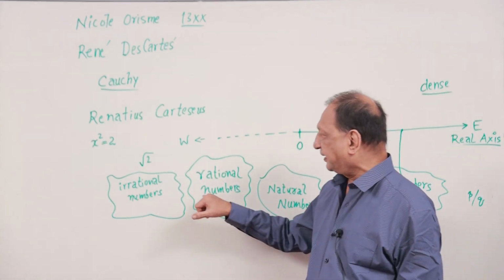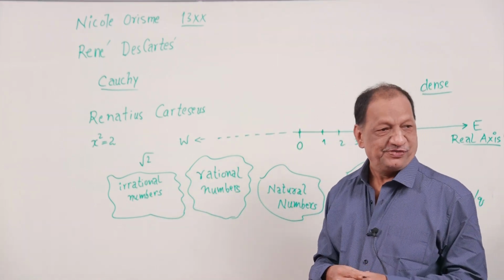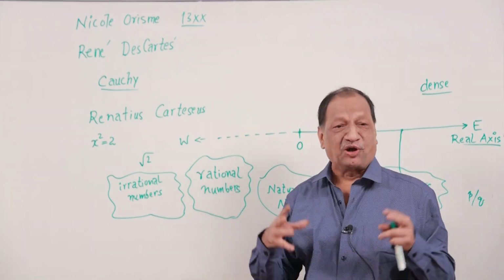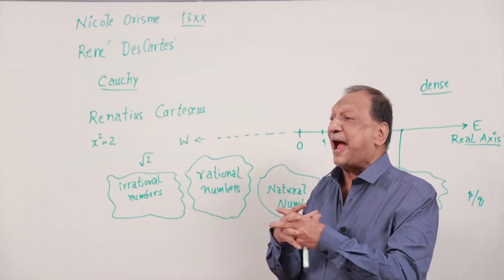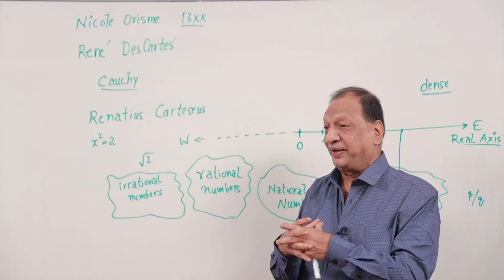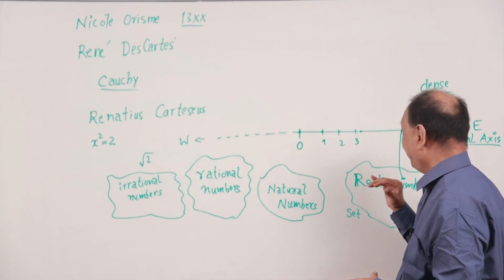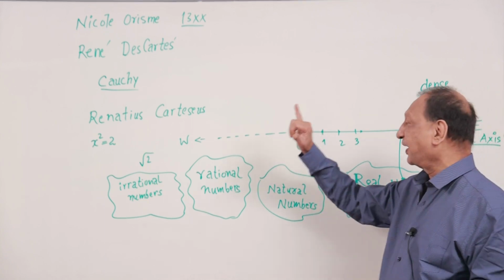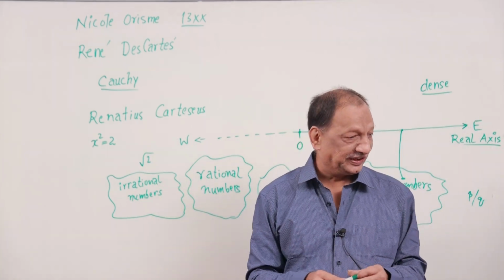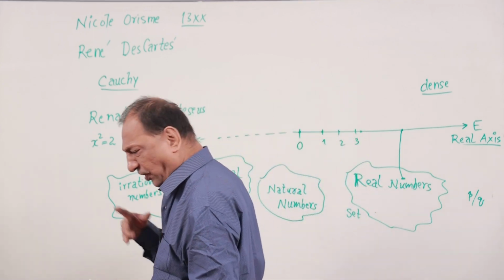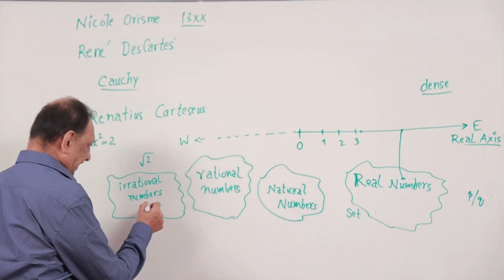Now you would think that irrational numbers, once you add them to rational numbers, now it really becomes what we call dense. Now there is no gap in the real line. Every point on the real line is either a natural number or a rational number or an irrational number. No questions on that.